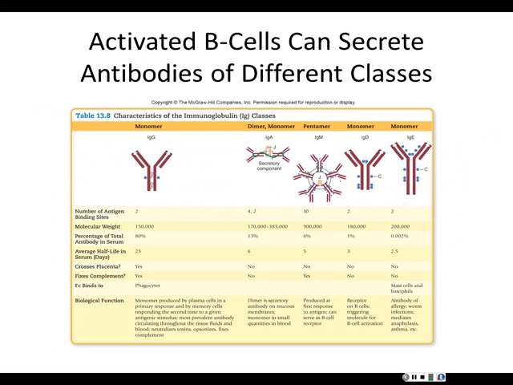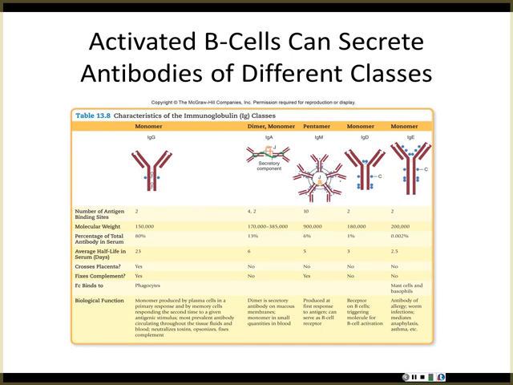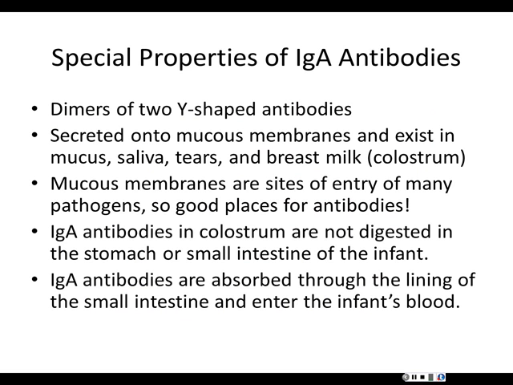Okay, so a little bit more about these IgA antibodies, and again, those are dimers, so you've got two Y-shaped antibodies that are linked together. And that little green squiggly there is called the secretory component. That's something that a lot of IgA antibodies have on them as well. That distinguishes them from other kinds of antibodies.